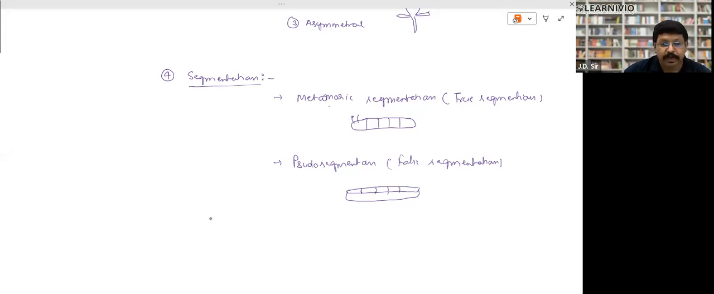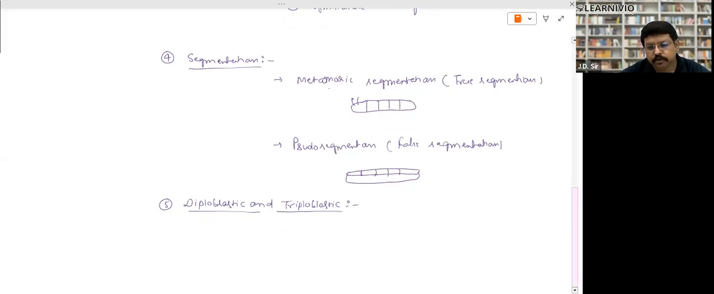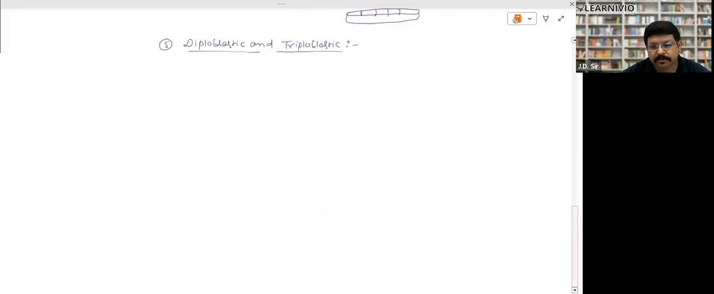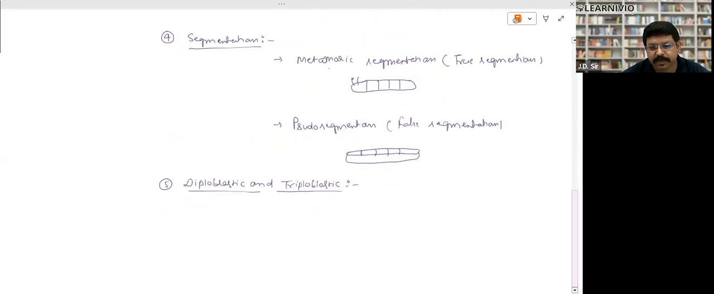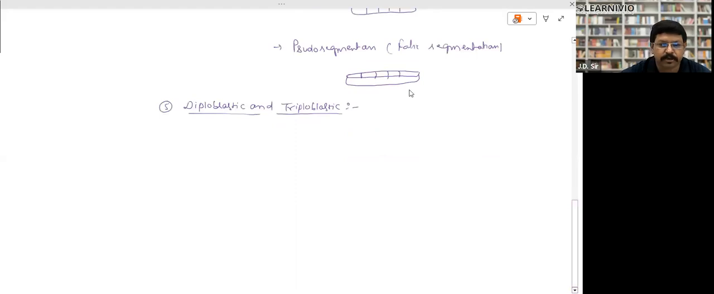And one more criterion, the fifth criterion, is whether the animal is diploblastic or triploblastic. What is that? Look, what is diploblastic? There are very few animals which are diploblastic. So what happens when fertilization takes place? Try to understand this concept. What is diploblastic? What is triploblastic?